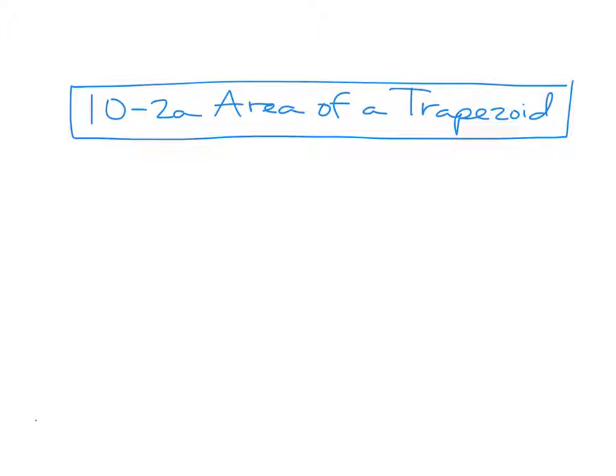All right, 10-2A is the area of a trapezoid. So we're just going to set up a trapezoid first of all, and then I'll give you the formula for how you find the area of a trapezoid. And then we'll find the area of a couple trapezoids and call it good. So we are doing this figure.